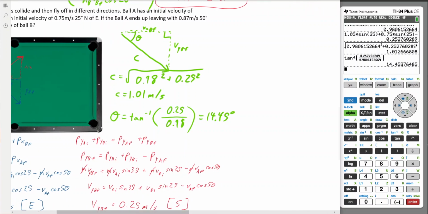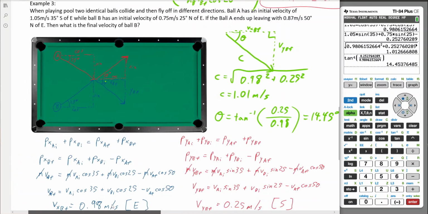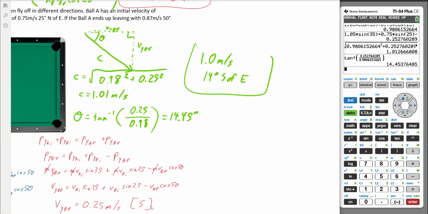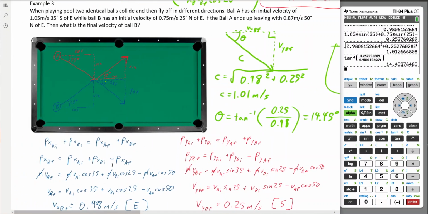Okay, and so what we're going to say at the end is, how many sig digs do we have? 2 sig digs everywhere? Yeah, a lowest of 2 sig digs, so 1.0 meters per second, 14 degrees south of east, as our final answer.